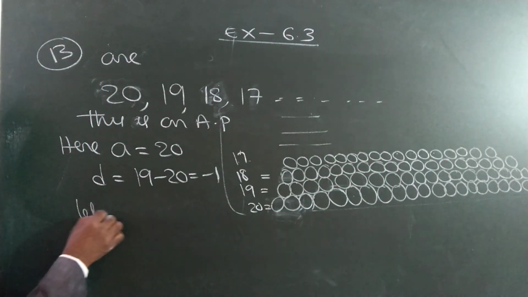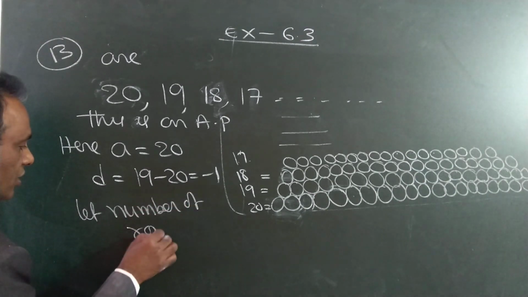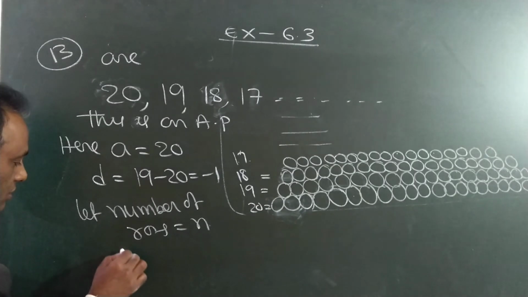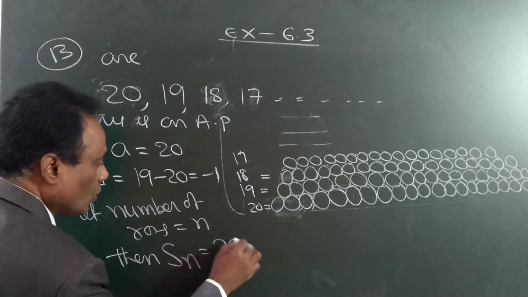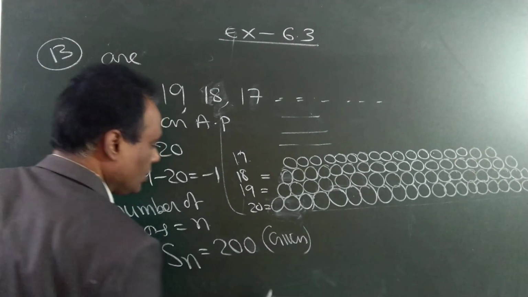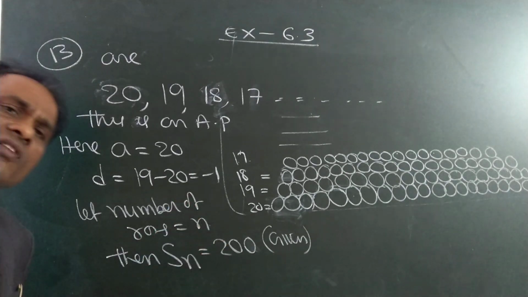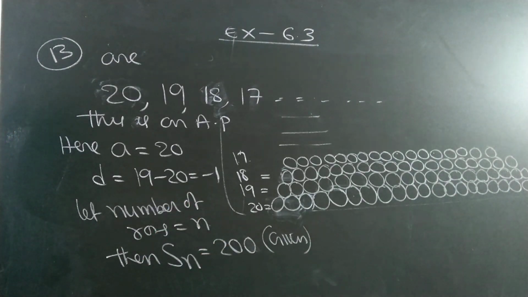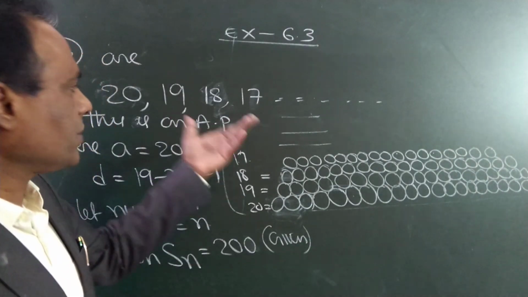Let the number of rows be n. Then Sn should be equal to 200, because 200 logs we have to arrange. It is given in the problem. So write down the Sn formula, simplify it and get the n value. Sn formula: n by 2 into 2a plus n minus 1 into d. You simplify, students. Otherwise, next class I will tell because time is over.